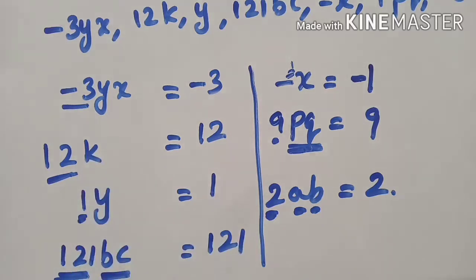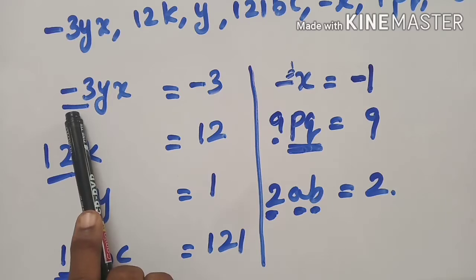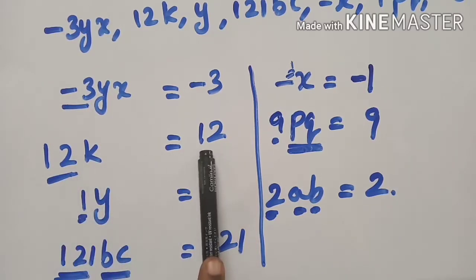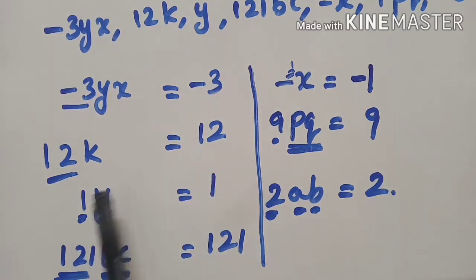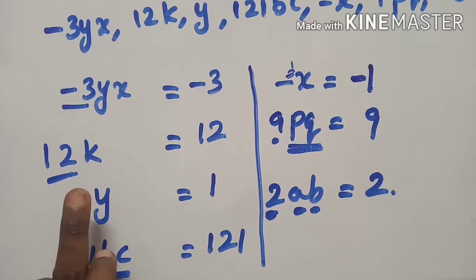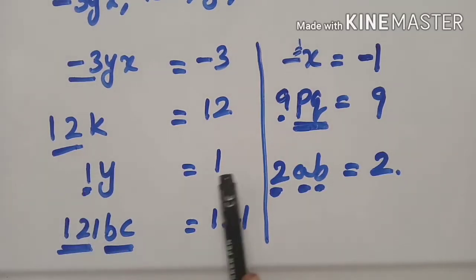This is the given term, minus 3yx. Y and x are variables. The numerical coefficient is minus 3. 12k. K is a variable. 12 is the numerical coefficient. Next, y alone is there in the question. That means the coefficient of y is 1. There is no symbol, so this is a positive y. So you can write 1. 1 is the numerical coefficient. Next one, 121bc. B and c are variables. 121 is the numerical coefficient.